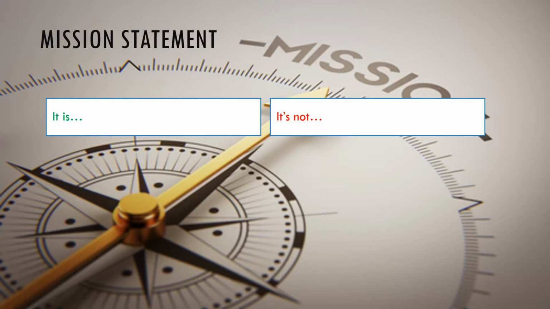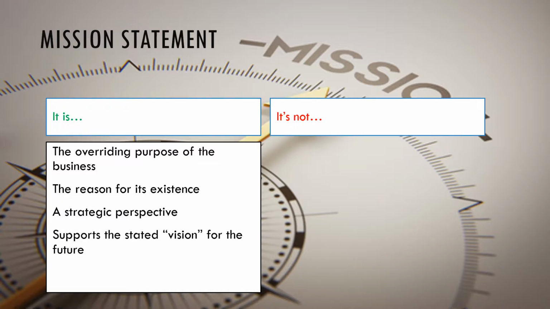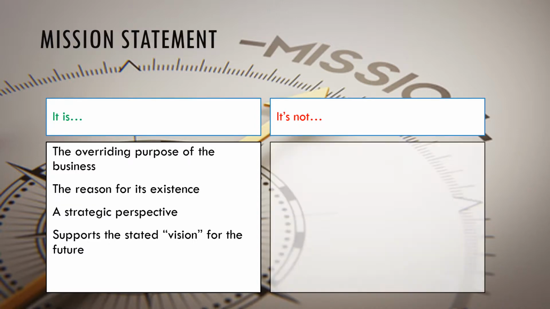So let's start at the top here with a mission statement. What is a mission statement? It is the overriding purpose of the business. It's the reason for its existence. It gives some idea of the strategic perspective, what the strategy is going to be in the future, what we want to get to, and it supports the stated vision for the future.